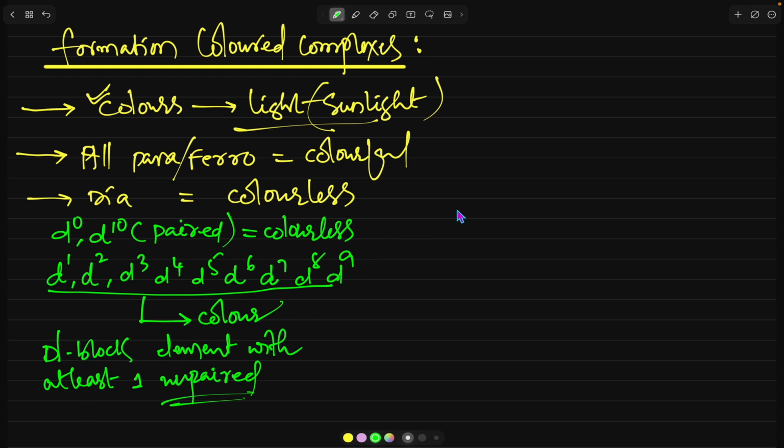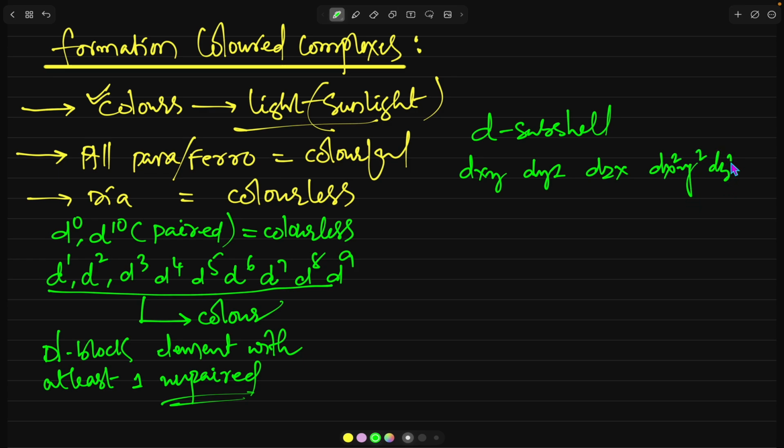Why does it show the colors? Right, I'll explain here. Actually, the D subshell has got 5 orbitals like dxy, dyz, dzx, dx squared minus y squared, dz squared. Here the first 3 have got their electron densities between the axes. So here they have along the axis.